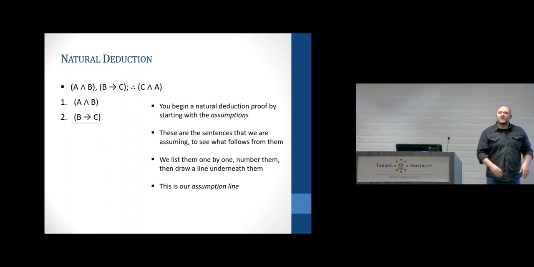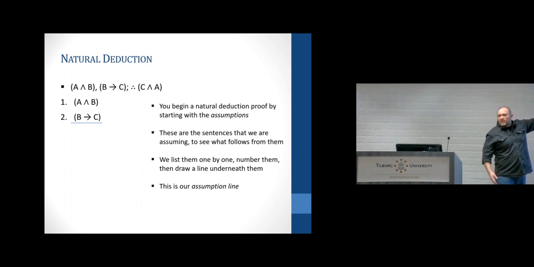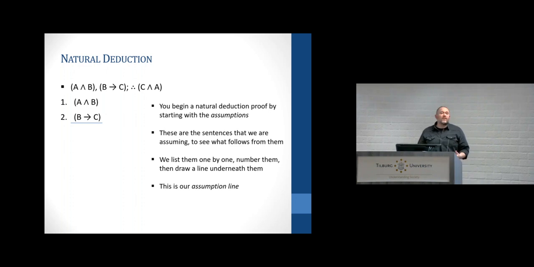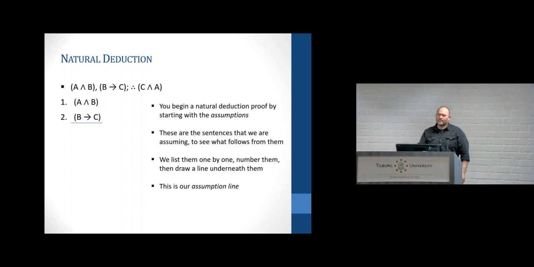The assumption line says everything above that line, we're taking as given. Loosely, we might say we're assuming these to be true. That's rough and ready, but we can work with it. Everything below the assumption line is either something we'll derive or an additional assumption. So again, first step, we list our premises and number them. Once we've finished, we draw our horizontal line underneath to get our assumption line.